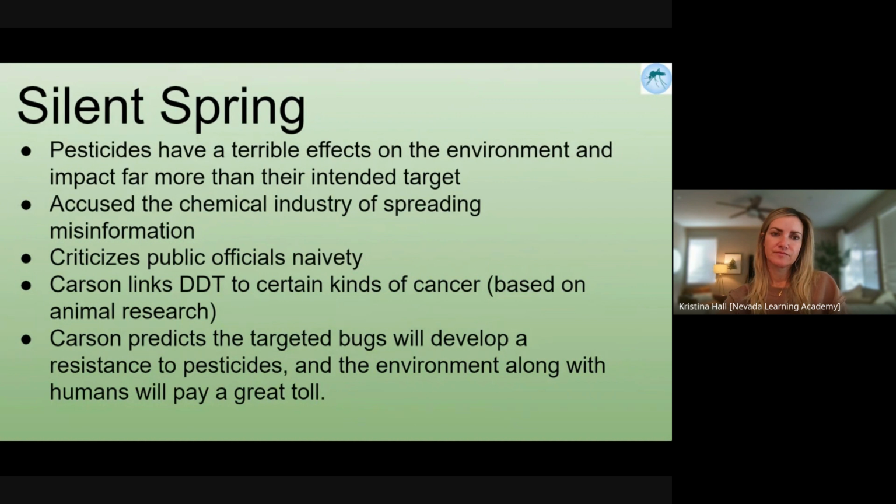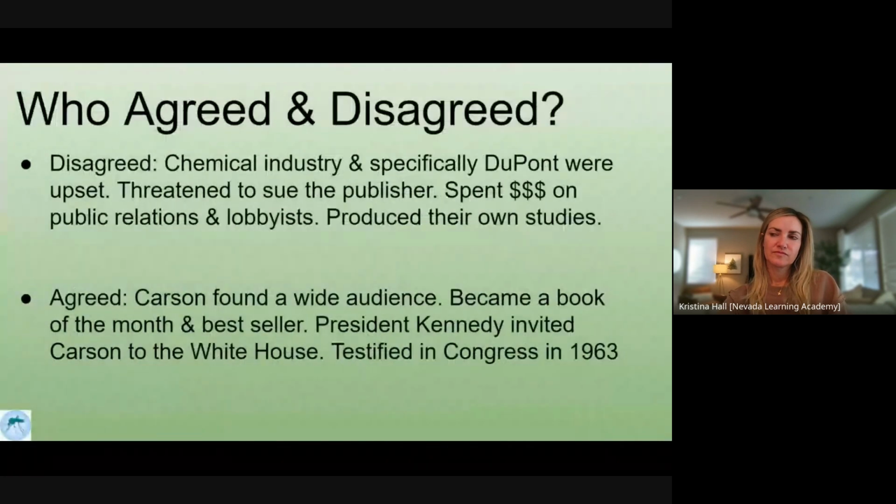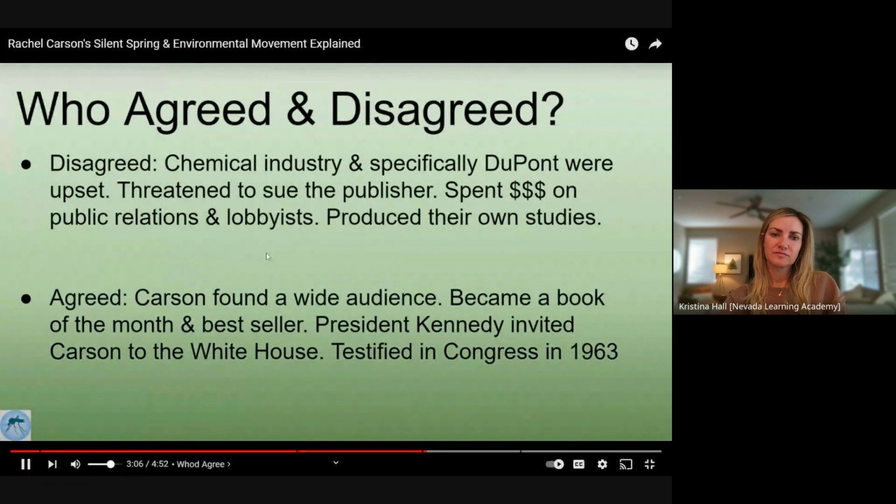Finally, Carson predicts that the targeted bugs will adapt and develop a resistance to the pesticides, and the environment, along with humans, will pay a great toll for its usage. Moving forward to who would agree and disagree with Silent Spring.